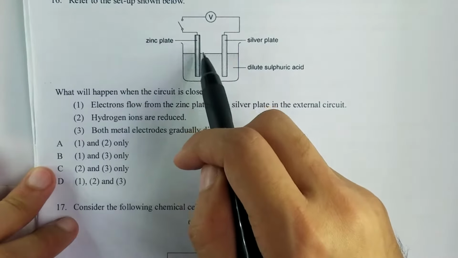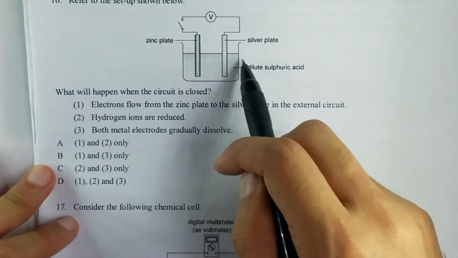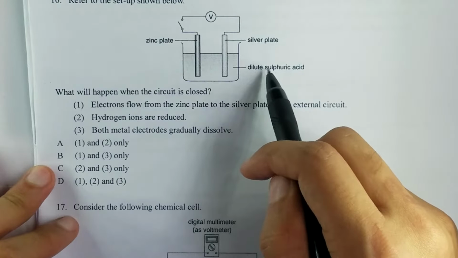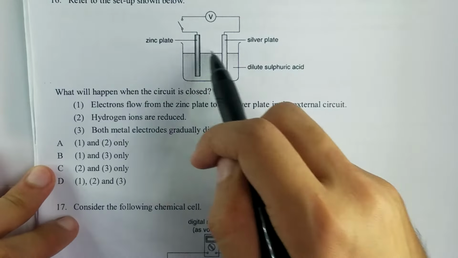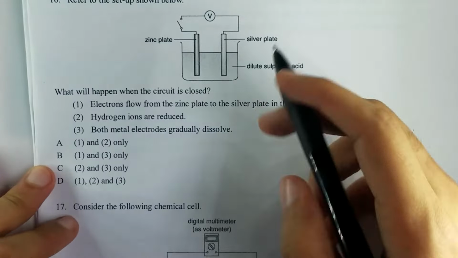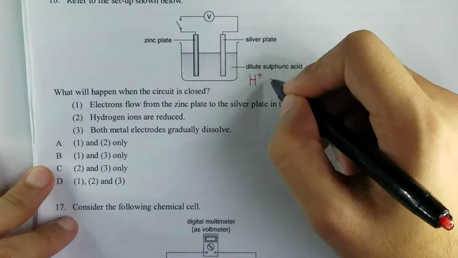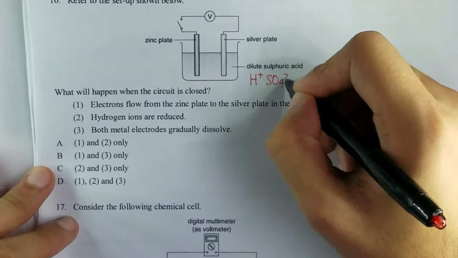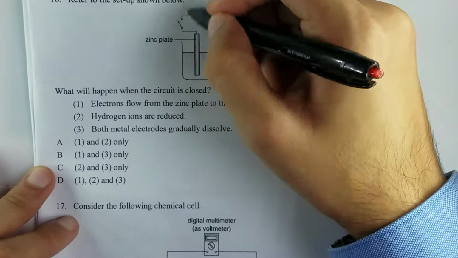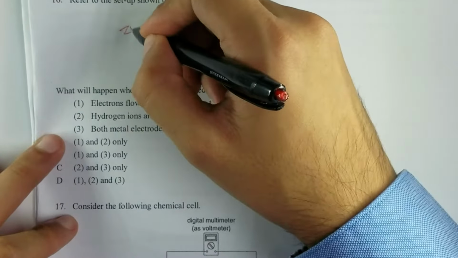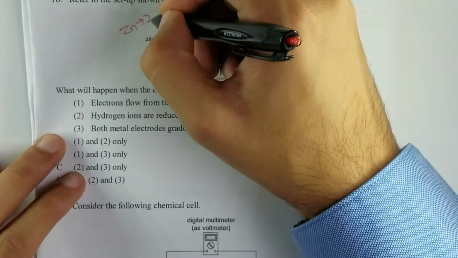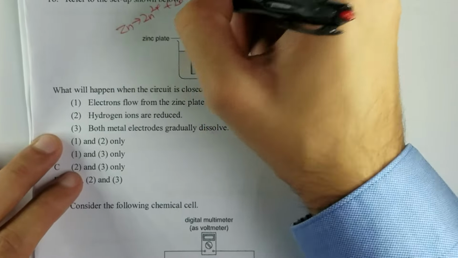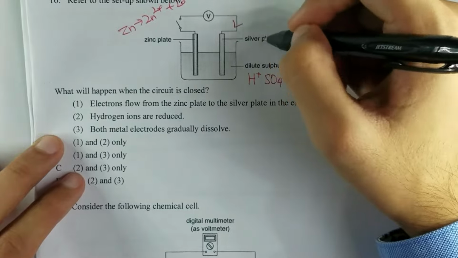When the circuit is closed, first distinguish what the electrolyte is. The electrolyte is dilute sulfuric acid, and they're in the same beaker. Dilute sulfuric acid has H positive and SO4 2 negative. So obviously electrons will be flowing from zinc. Zinc becomes zinc ion plus 2 electrons, and then we'll be receiving it from silver.